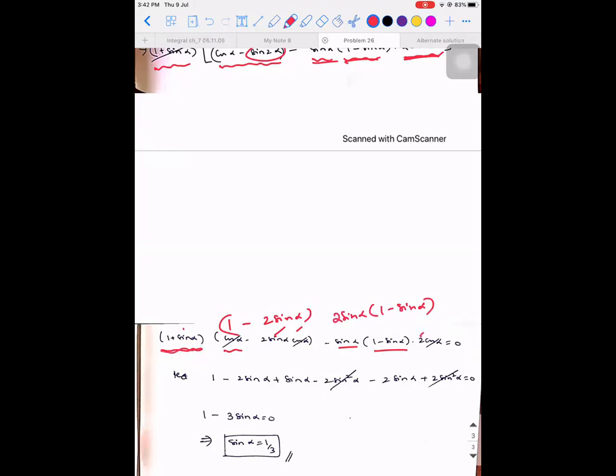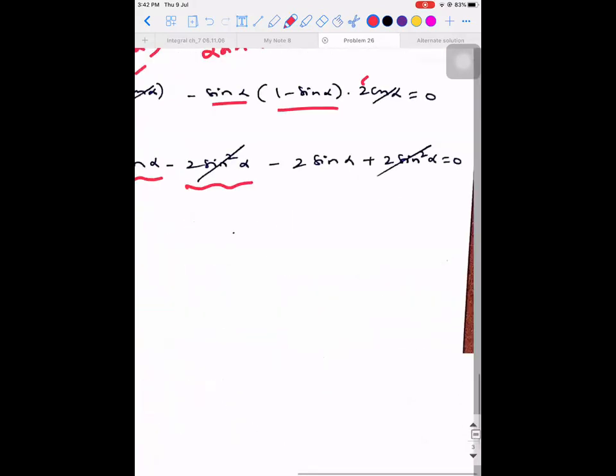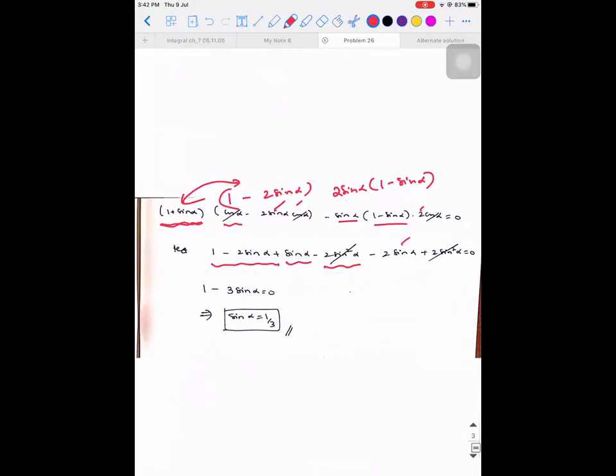So 1 plus sine alpha into 1 minus 2 sine alpha will give me 1 minus 2 sine alpha plus sine alpha minus 2 sine square alpha. Okay. So 2 sine alpha into 1 minus sine alpha will give me minus 2 sine alpha plus 2 sine square alpha. So 2 sine square alpha got cancelled. So 1 minus 2 sine alpha minus 2 sine alpha is minus 4 sine alpha, plus sine alpha is minus 3 sine alpha plus 1 is equal to 0. So I got sine alpha is equal to 1 by 3. Did you guys understand? Yes, sir. So this is one of the methods.